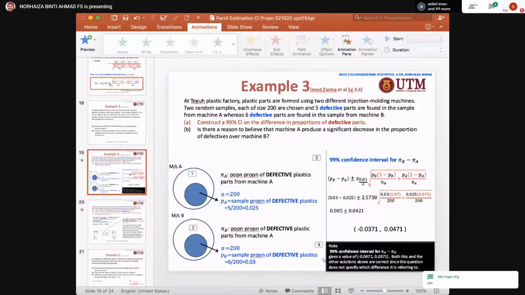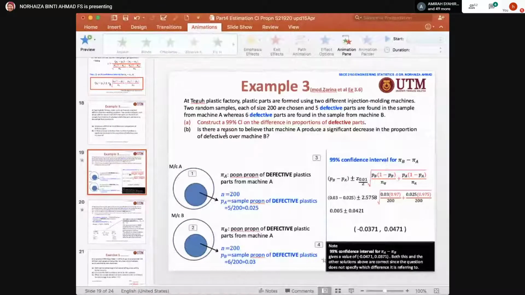Okay, good. Now, for B, it's based on interpretation. B says, is there a reason to believe? The reason to believe here should be based on your confidence interval, because when you construct your confidence interval, that is your belief, that is your conviction of where your parameter lies.